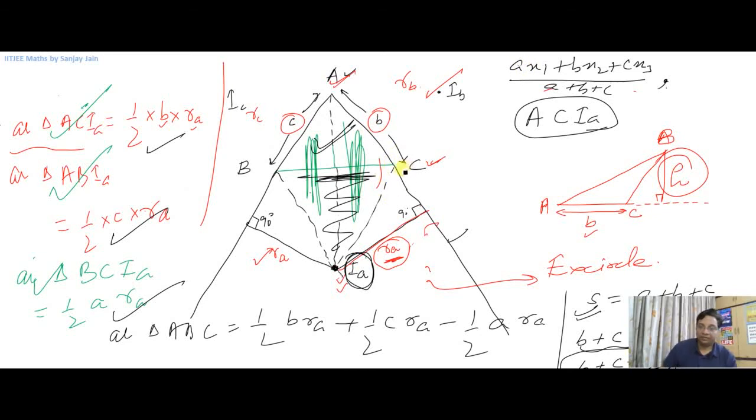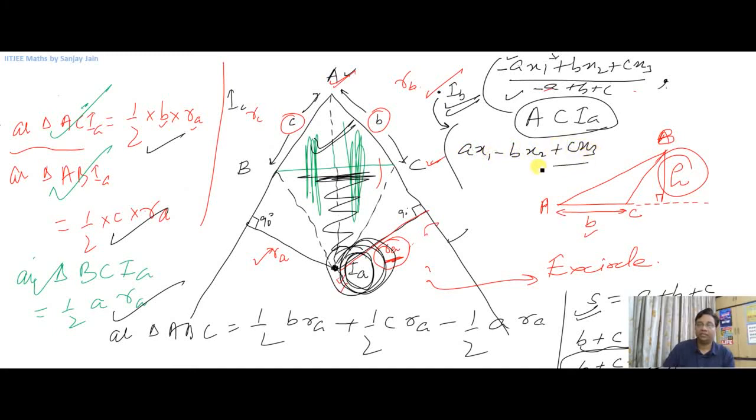Now I've got three x centers. This x center will have coordinates where I just need to change the sign of a. So I'll just have to write minus a and minus a here. So this will be the x coordinate of this x center. Similarly, if I want to write the coordinates of this x center, I'll change the sign here only. So the x coordinate of this x center will be ax1 minus bx2 plus cx3 divided by a minus b plus c.